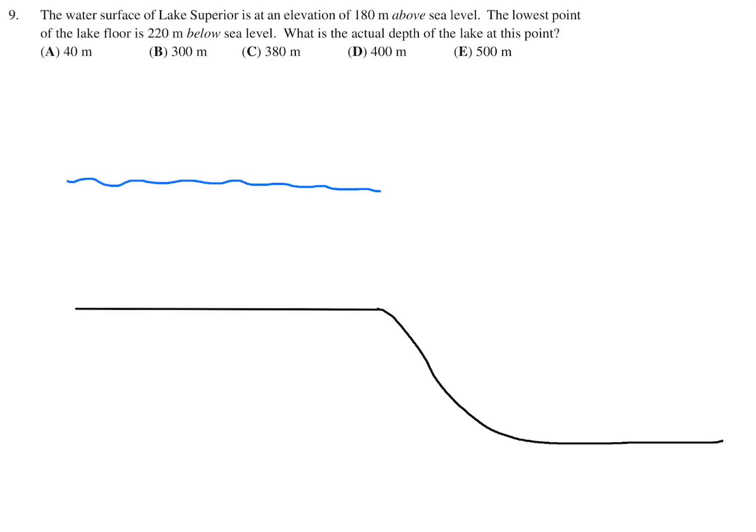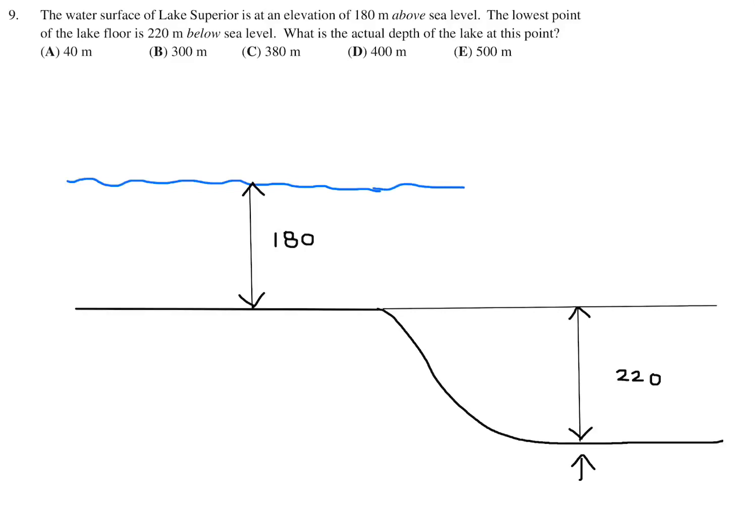And they've told you that this is now 220 below. So if this is the sea level, then from here to here is 220. So we also know that the sea level is 180 below the surface of the lake. Now they want you to figure out the depth of the lake at this point right here. All right, no problem. We just continue our sea level, and then we know that from here to here is 180.